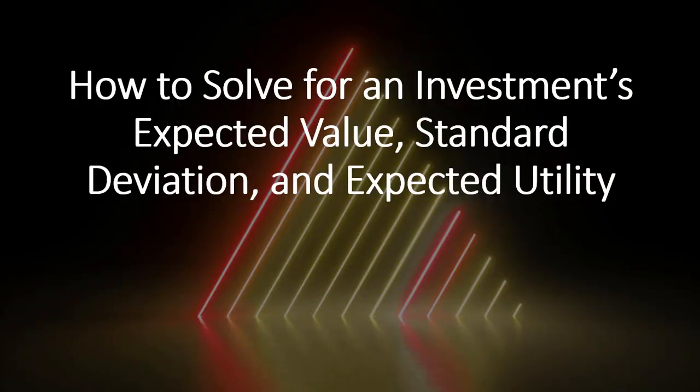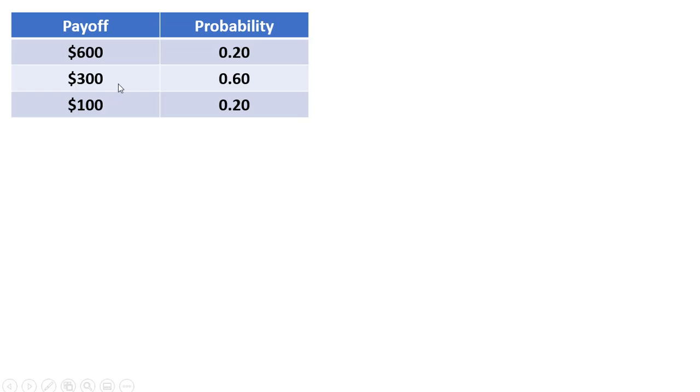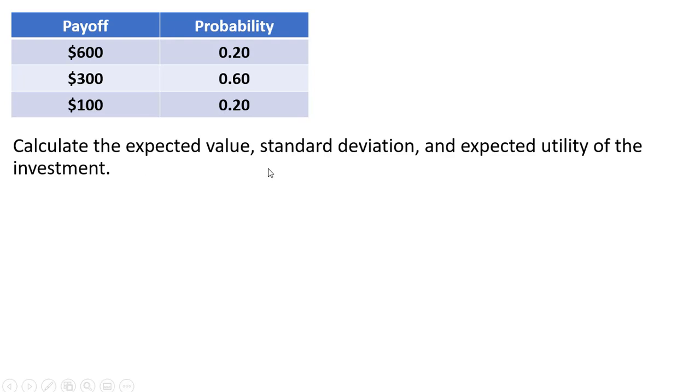Hello, in this video we're going to look at how to solve for an investment's expected value, standard deviation, and expected utility. So here is our investment. There are three possible outcomes with this investment: a 20% chance that it'll pay off $600, a 60% chance of $300, or a 20% chance of $100. We want to calculate the expected value, standard deviation, and expected utility of the investment.